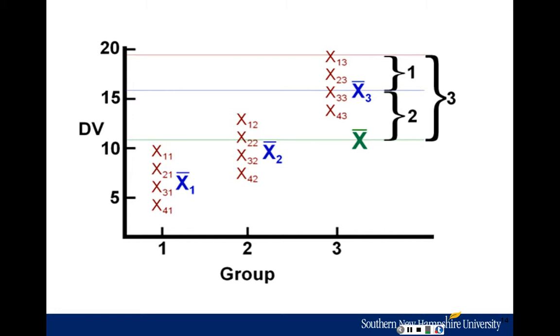So what you have here is 4 people in group 1. This is just kind of a schematic to show you what might happen. So you have the 4 people in group 1. They're labeled X11, X21, X31, and X41. So 4 people in group 1. Then you have 4 more people in group 2. Then you have 4 more people who are in group 3. These are the 3 samples.